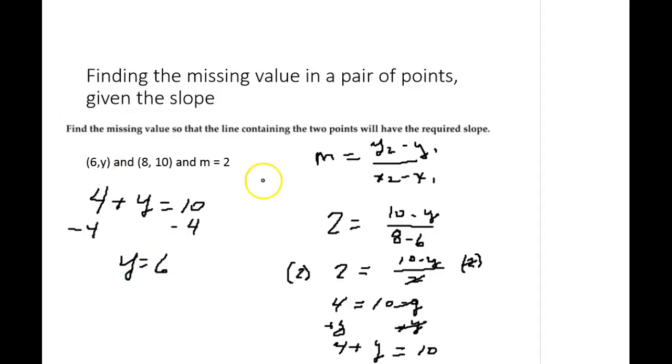And then test it. Say, okay, that y should be 6. So 10 minus 6 over 8 minus 6 is 4 over 2, which gives me a slope of 2, and I get a warm fuzzy.